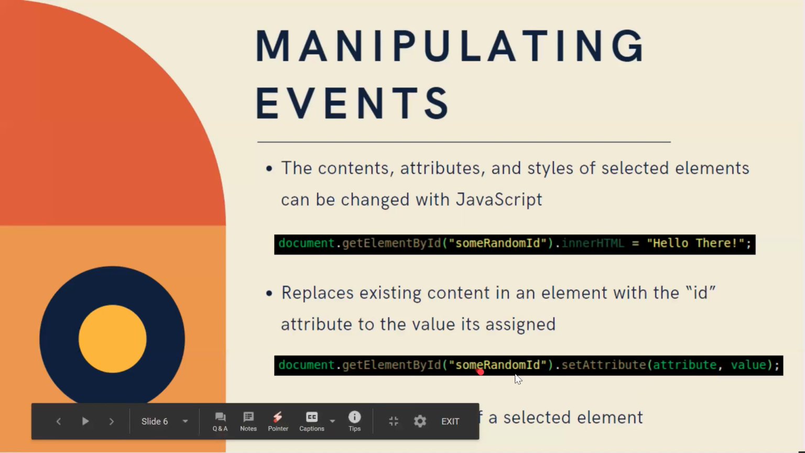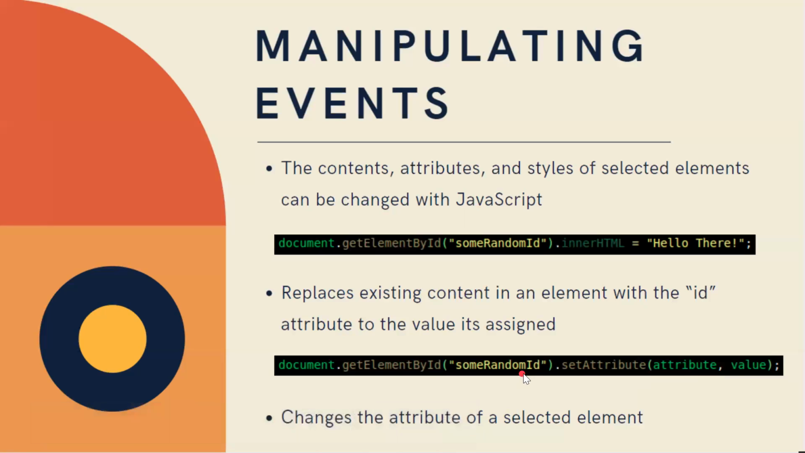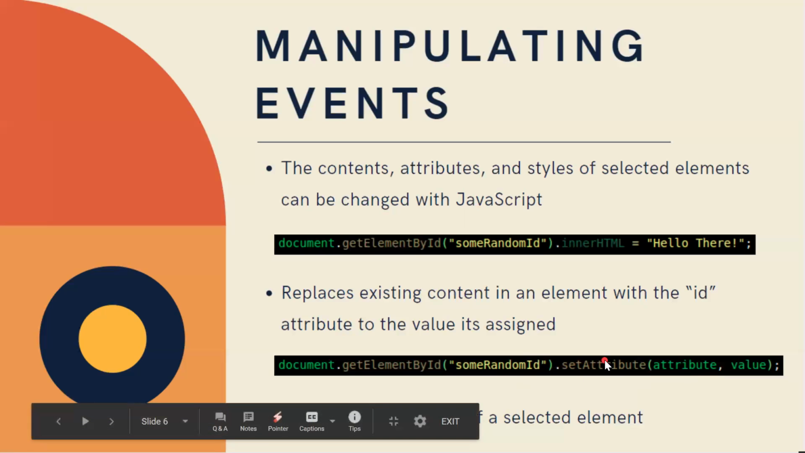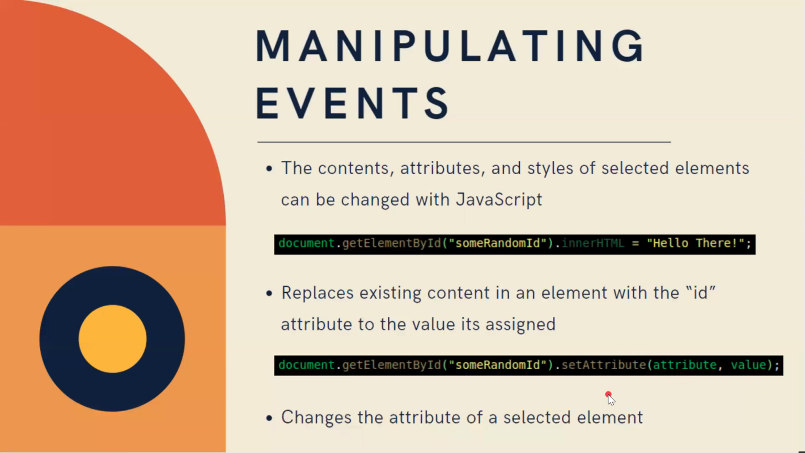So say some random ID was a flex box, right? A flex box is just like a box on your screen that you can change the dimensions of. Say we wanted the box to be 100 pixels by 100 pixels. That's how it starts out. By doing this, we say setAttribute, our attribute could be width and the value could be 200. So now all of a sudden our box is 200 by 100. So doing this, you can change attributes of HTML elements within your JavaScript code.